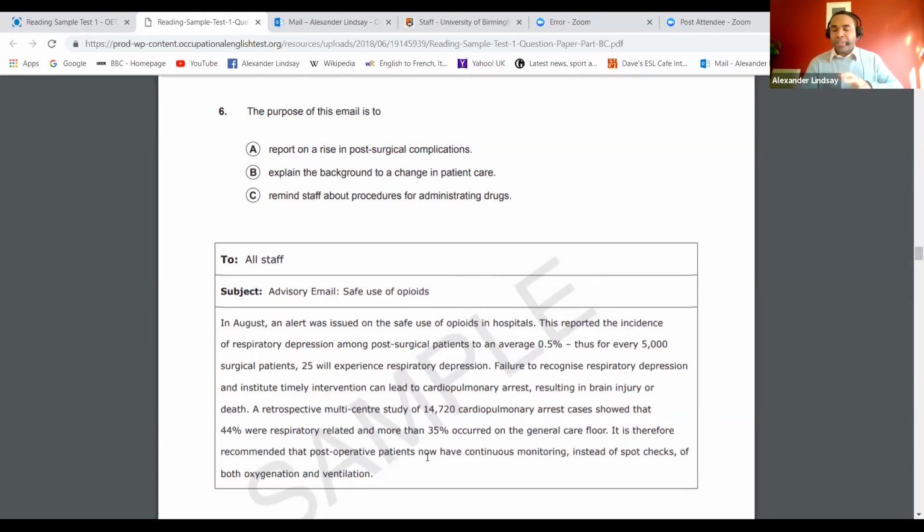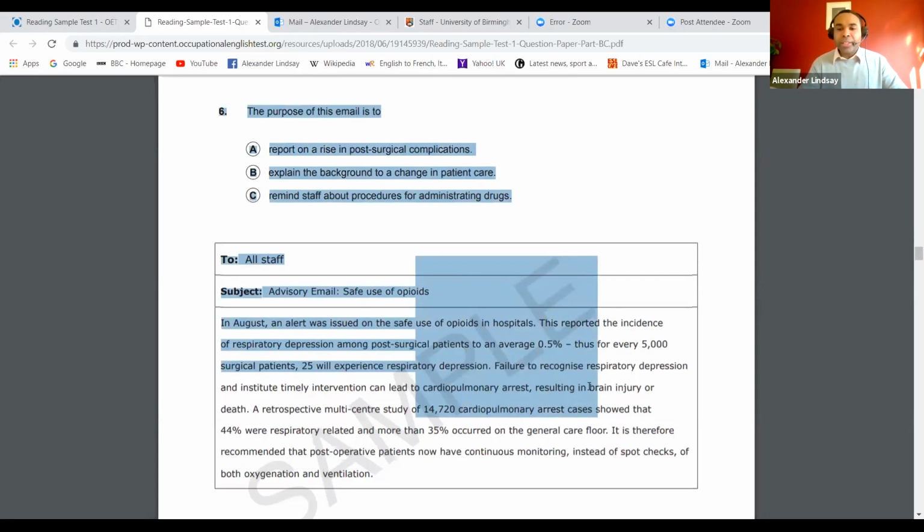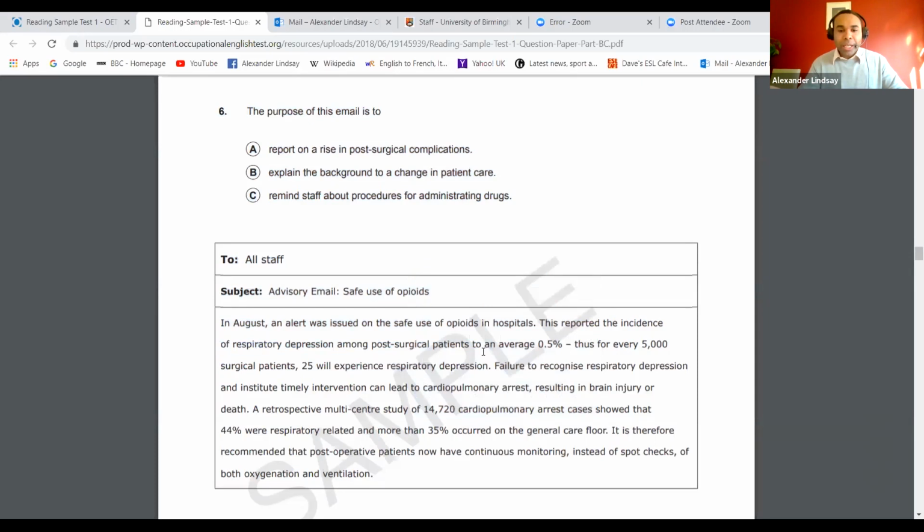So we'd expect the text to be organized in that particular way. If we look at B, though, which is talking about explaining the background, we have some really useful language which is telling us that we're looking at the background of something. So right from the beginning, in August, talking about the past, talking about the background to a situation. It tells us that. And then it goes on to describe the situation. Failure to recognize respiratory depression, and it tells us a bit of information there.